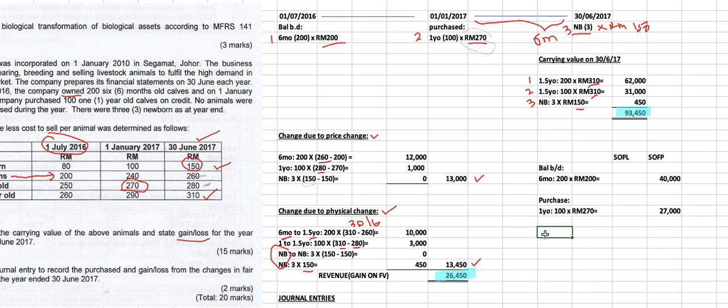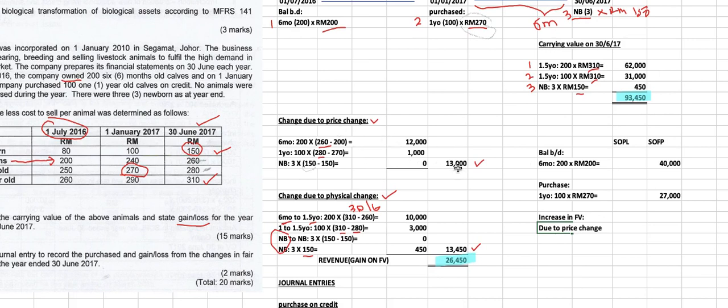And then by having this biological asset, you earn revenue. So there is increase in fair value due to price change. So due to price change, the one that you have calculated here, 13,000, and this is income. It should go under SOPL. So 13,000 goes here. And then due to physical change, you'll take this 13,450.